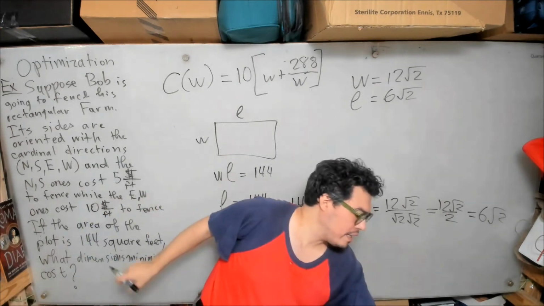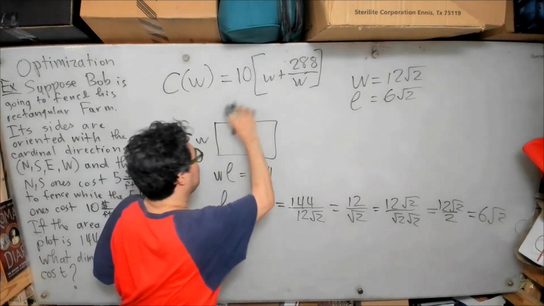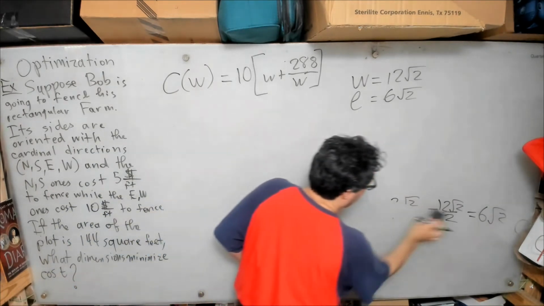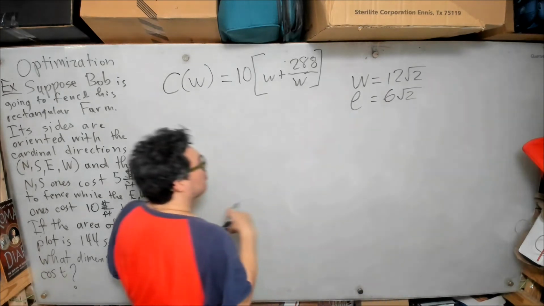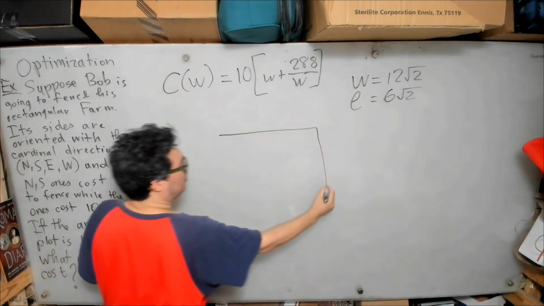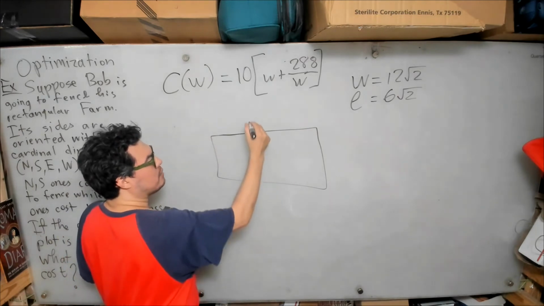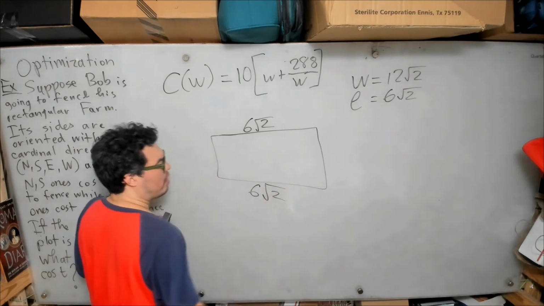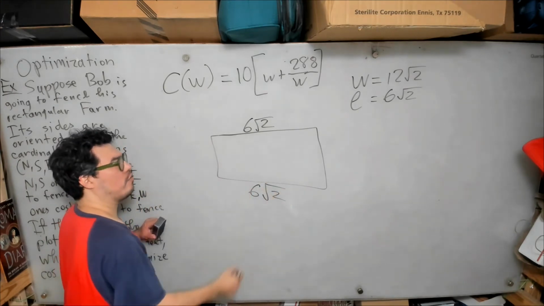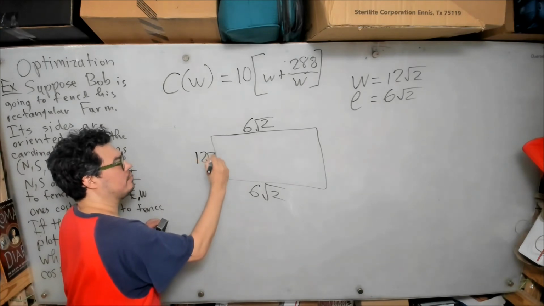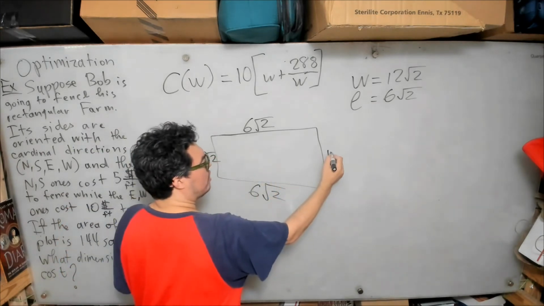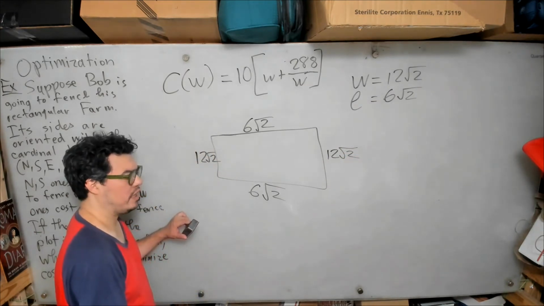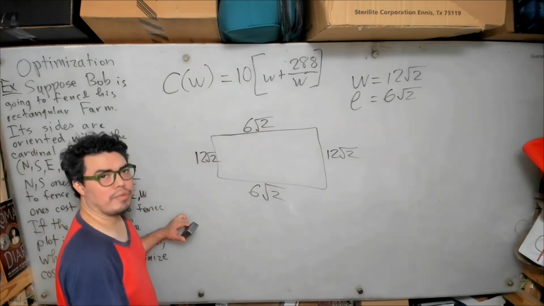Okay. So we can now state the dimensions of the farm that minimize the cost. So we look at the rectangular farm. It must be the case that these sides, which are parallel to the east-west, are 6 square root of 2 in length, and that these sides that are parallel to the north-south axis are 12 square root of 2 feet in length, respectively. Okay, this will minimize the cost.